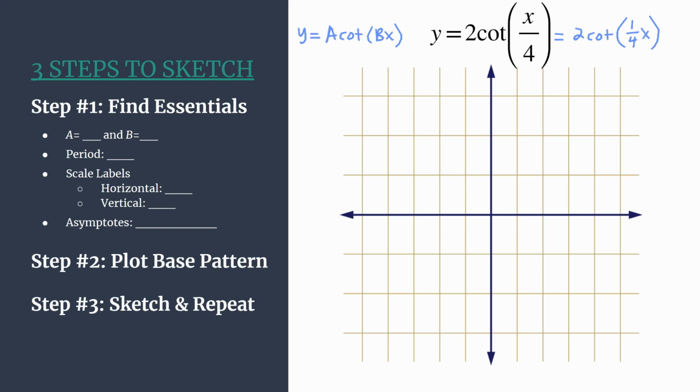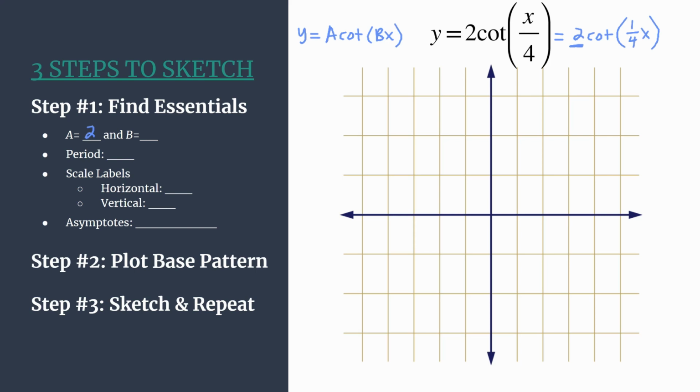Let's identify a and b first. So we see a is the leading coefficient. In this case, that's a 2. That's going to help us set the y coordinates of our curve shaping points in the second step. So we'll come back to that.